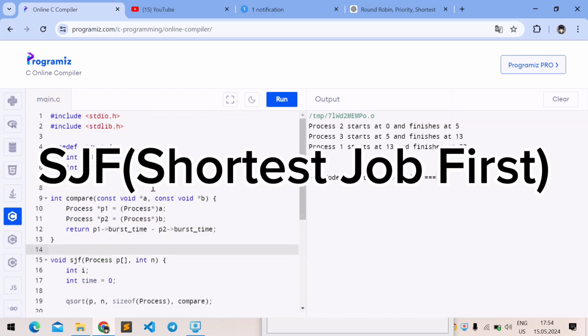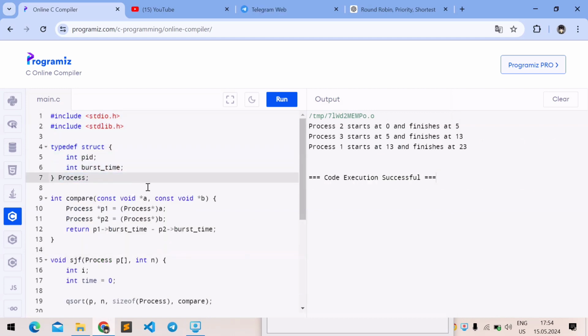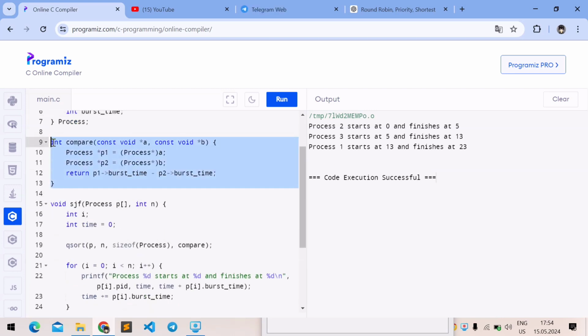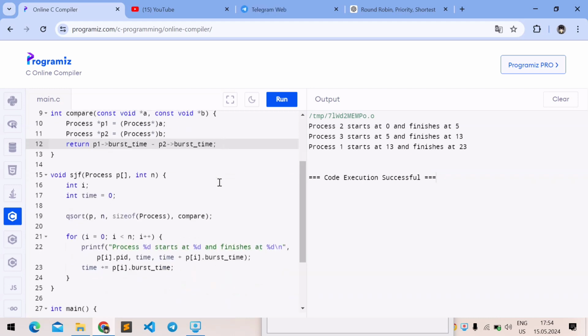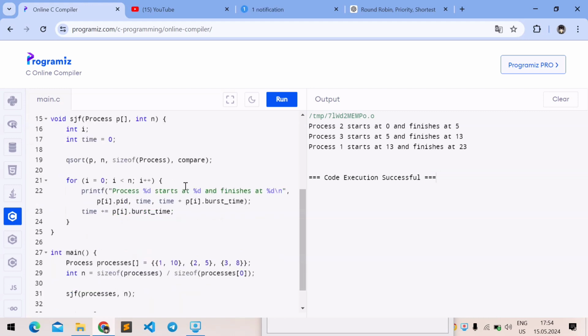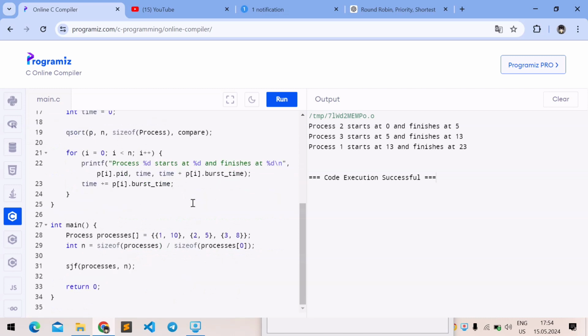The next scheduling algorithm is shortest job first. As before, we create a structure, but with 2 arguments, PID and burst time. Here's the compare function. It compares by burst time, in other words the execution time. The shortest job first scheduling algorithm selects the process with the smallest execution time to run next. It helps to minimize the average waiting time for all processes.